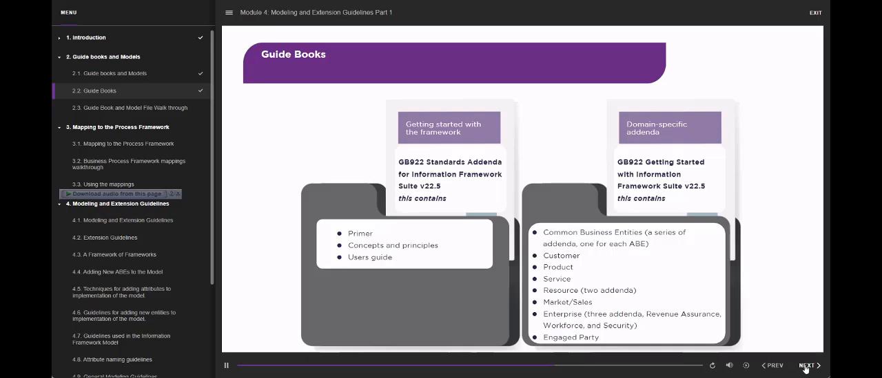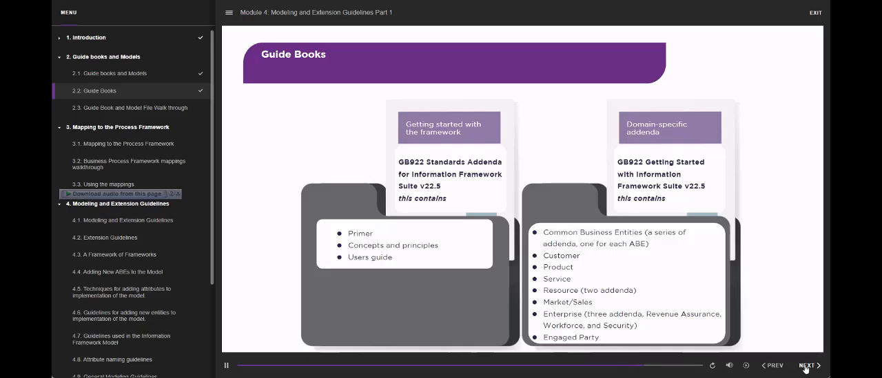Each ABE in the Common Business Entities domain has its own addendum. The resource domain has an addendum for logical and compound resources and one for physical resources. There's also an annex of the logical and compound resource addendum that describes the computing and software level 3 ABE within the logical resource level 2 ABE.